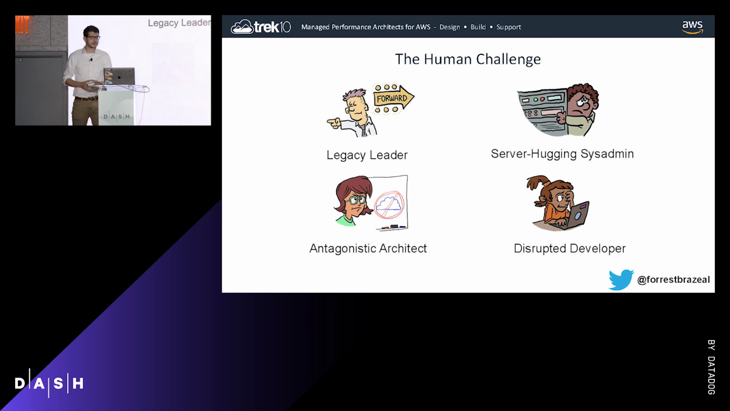They may be completely hamstrung by some other division in the organization. So a lot of times they're not able to move as quickly as we would want, or maybe even as they would want. The antagonistic architect, finally.